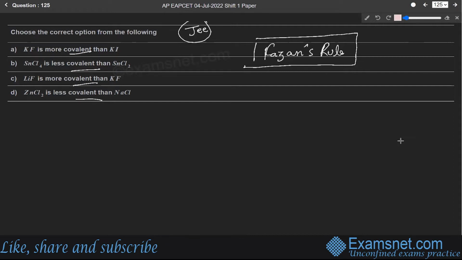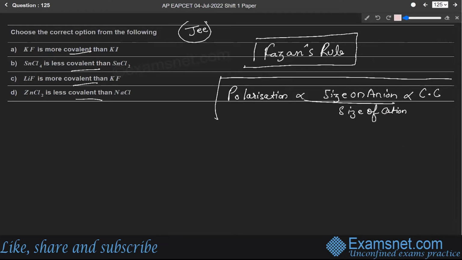So Fajan's rule states what? Simple. It states that polarization is directly proportional to size of anion divided by size of cation, and that is directly proportional to covalent character, CC. Okay, so if the question is asked in the cation way, or if the question is asked in the anion way, you can easily solve it by this relation. With this Fajan's rule, you will be able to solve every question.